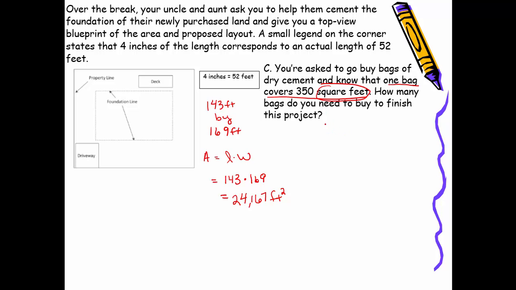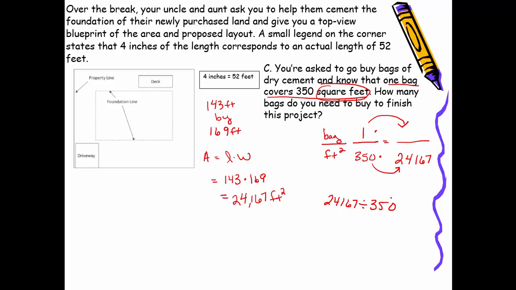And now I can just set up my ratio. If I do bags over square feet, I know one bag will cover 350 square feet. How many bags will cover 24,167 square feet? So again, to figure out what I need to multiply the 350 by, and that will tell me what to multiply the 1 by, all I do is 24,167 divided by 350. Again, I have converted to using a calculator because I'm not about to do all this by hand.